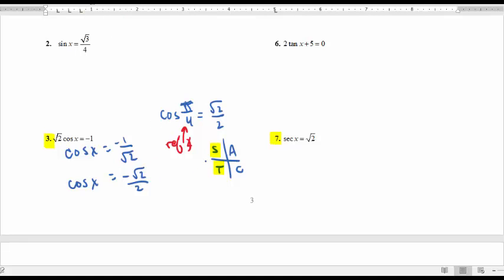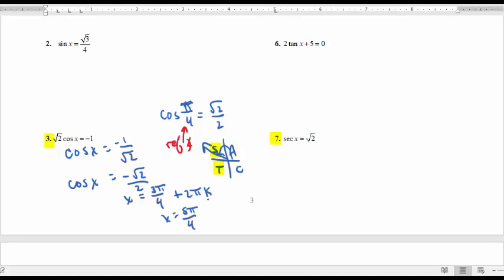So we need the angles in the second and the third quadrant that have a reference angle of pi over 4. So in the second quadrant, that would be 3 pi over 4, and in the third quadrant that would be 5 pi over 4. And then again, similar to what we did before, if that's a solution, I can keep wrapping around the circle in either direction.